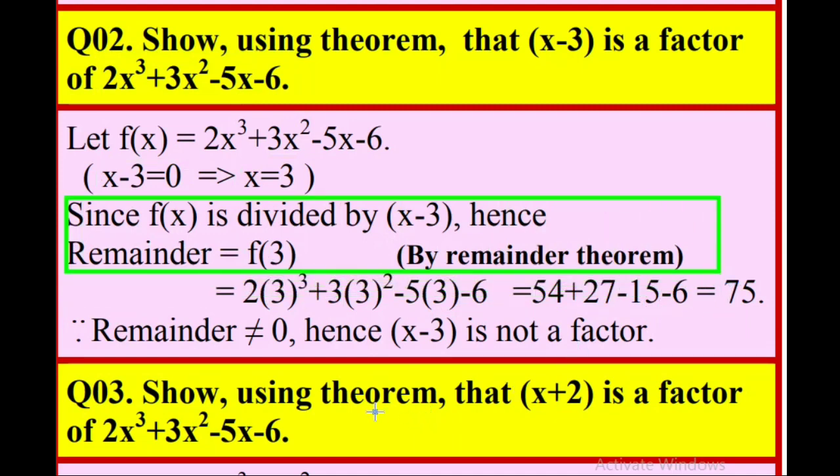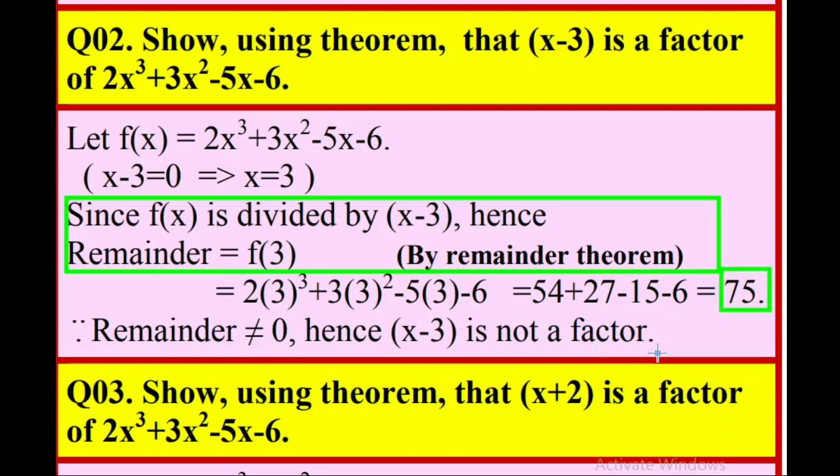And now we find out the value of f of 3, and we get 75. You check whether this calculation is correct or not. The process only I am explaining. I hope it is correct. So here the remainder is not equal to 0. Hence x minus 3 is not a factor.